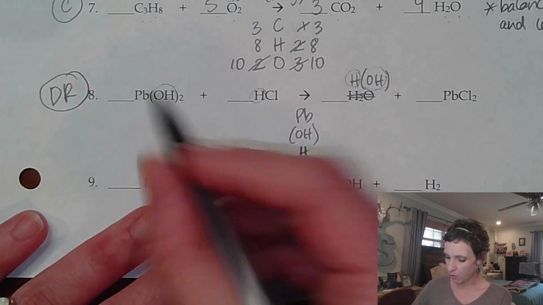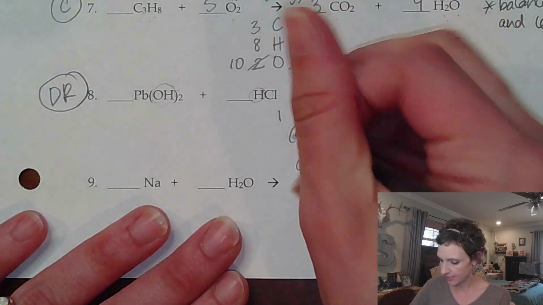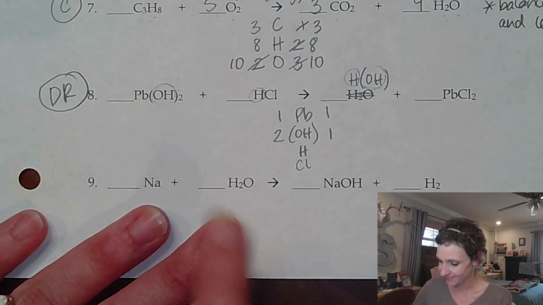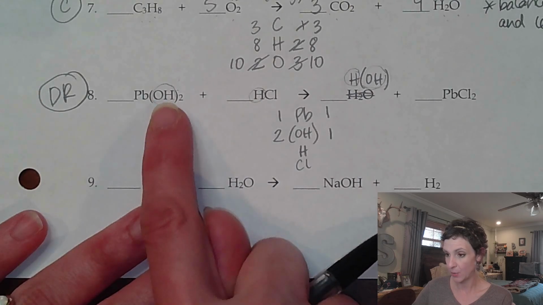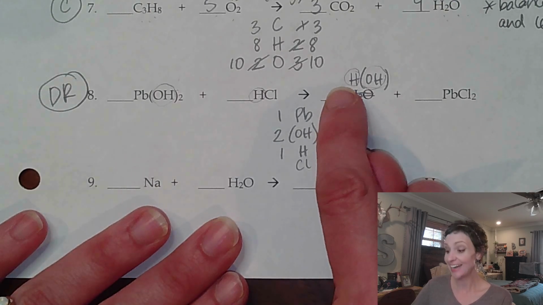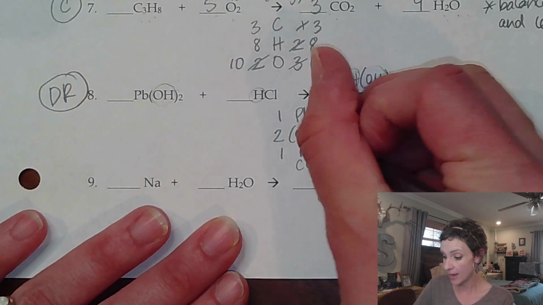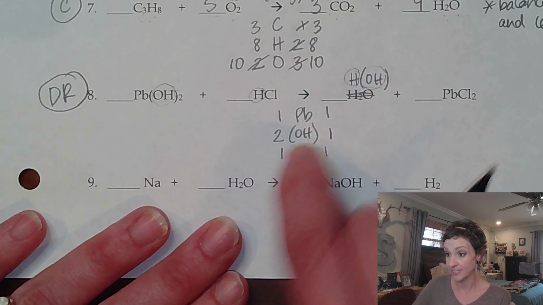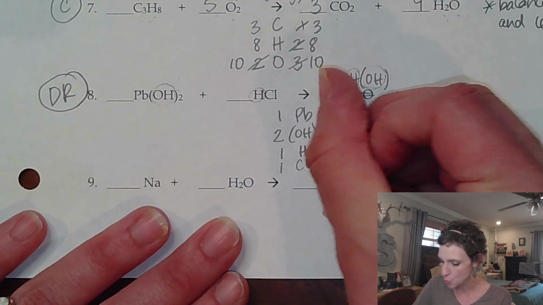Okay, I got 1 lead over here. I got 1 lead over here. I got 2 hydroxides over here. I got 1 hydroxide over here. I got 1 hydrogen, and I'm meaning hydrogen not found in my OH polyatomic. I have 1 hydrogen, right? Because I've now chosen to write water as HOH, right? So he is 1 hydrogen. The other H from H2O is found in the hydroxide, okay? And then my chlorines, I have 1 on the reactant side, 2 on the product side.